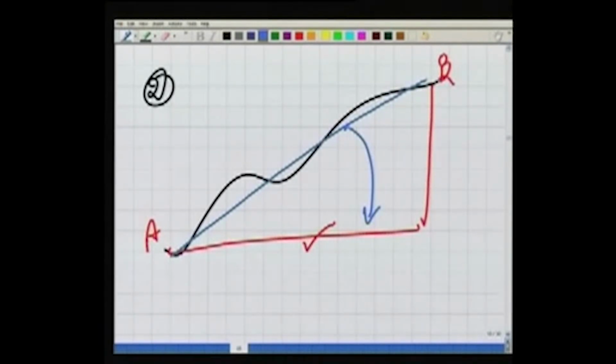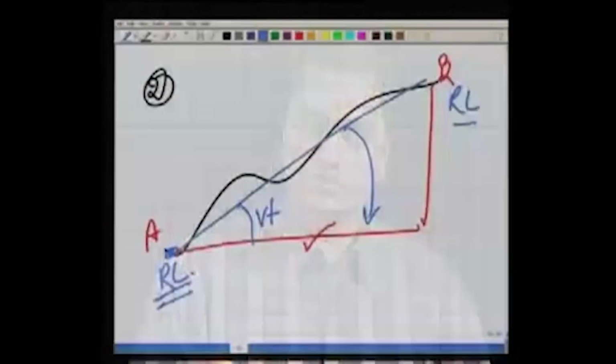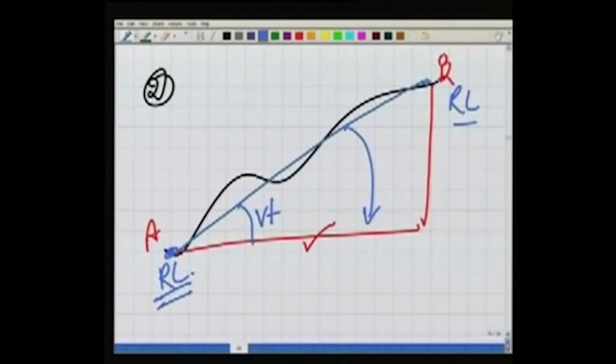How can we do it? Either we should know the RL, the reduced level of these 2 points, or I should know the vertical angle VT. So in order to do it, we again end up taking some extra measurements, either the vertical angle or the heights of these 2 points. Then only this job can be done. So this is another problem.